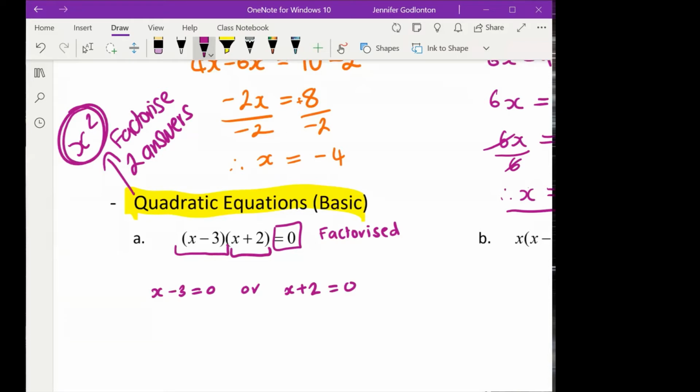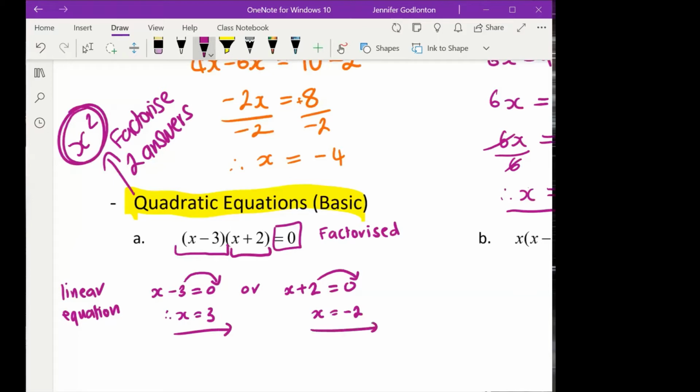And once I've done that step, I've made things really nice and easy for myself, because now I just have a linear equation like we spoke about on Tuesday, and I can just move that number onto the other side and say, okay, that means that x is equal to 3 or x is equal to -2.